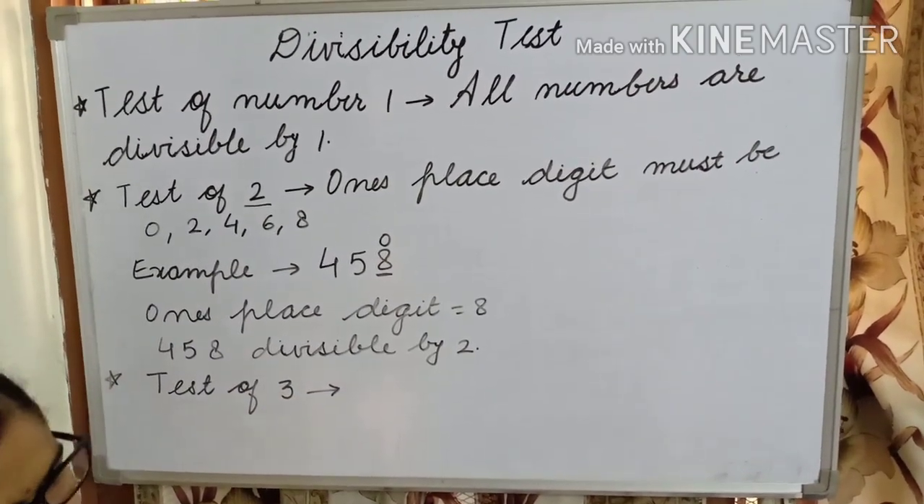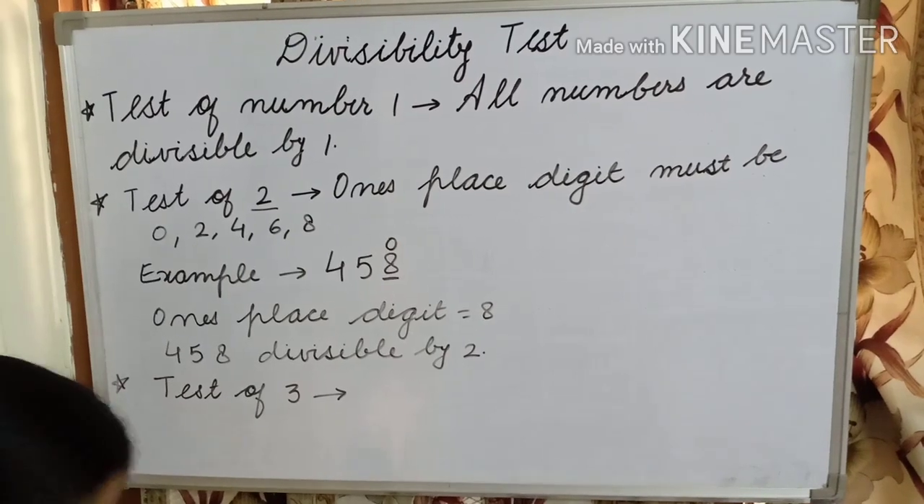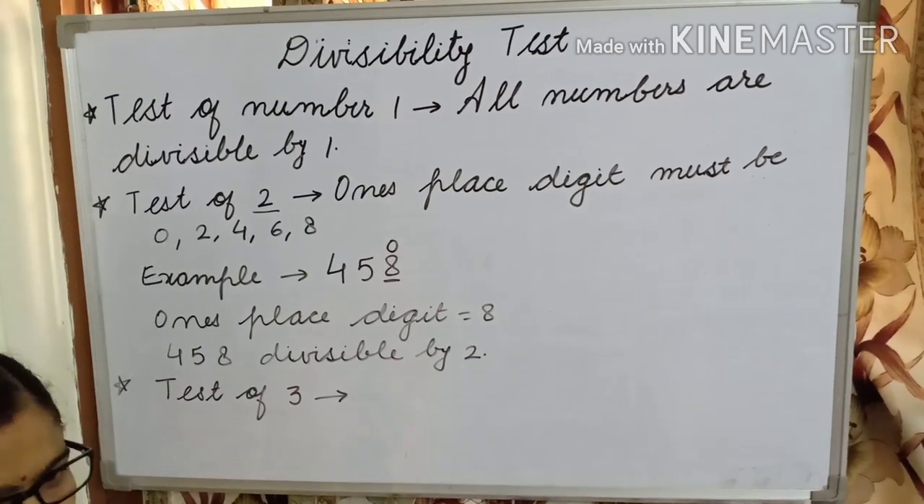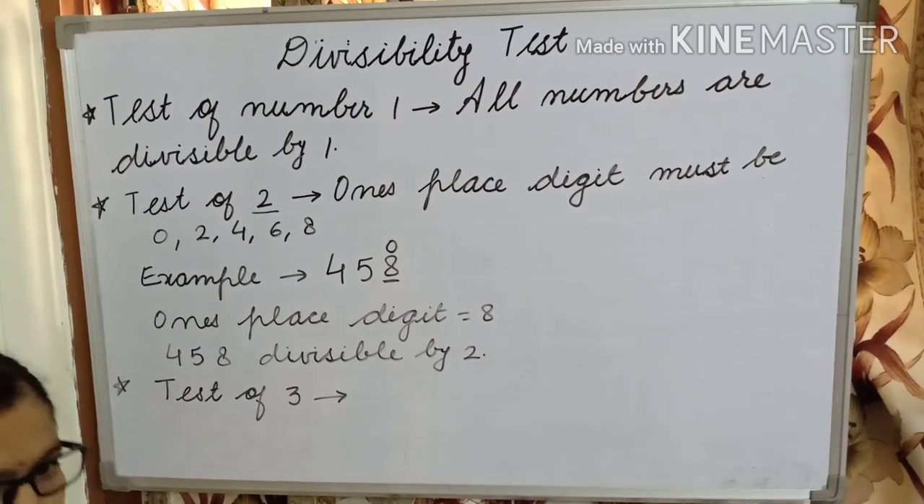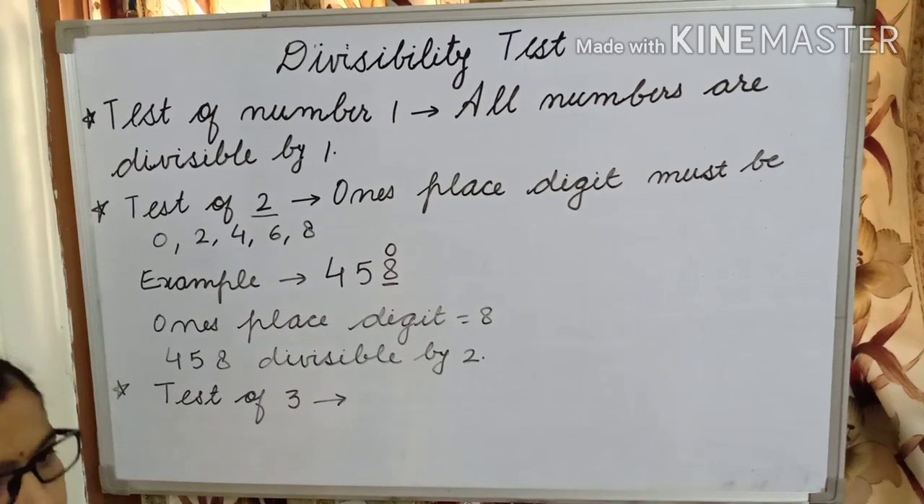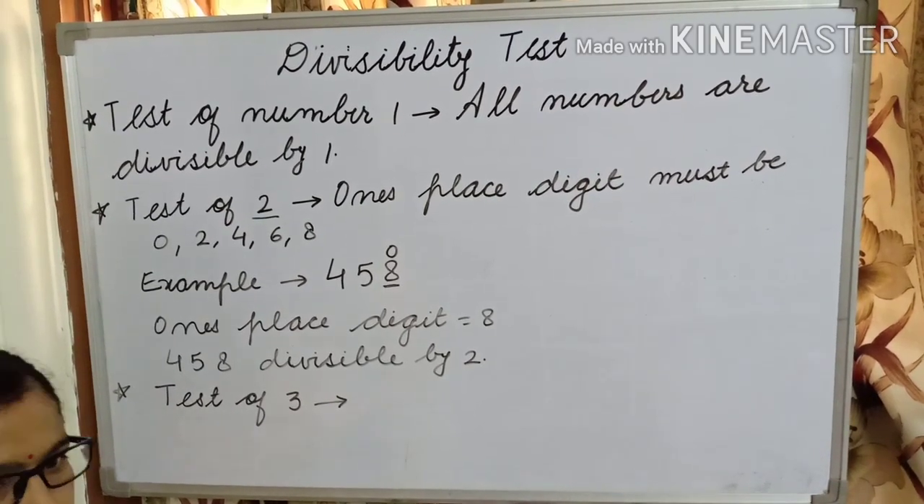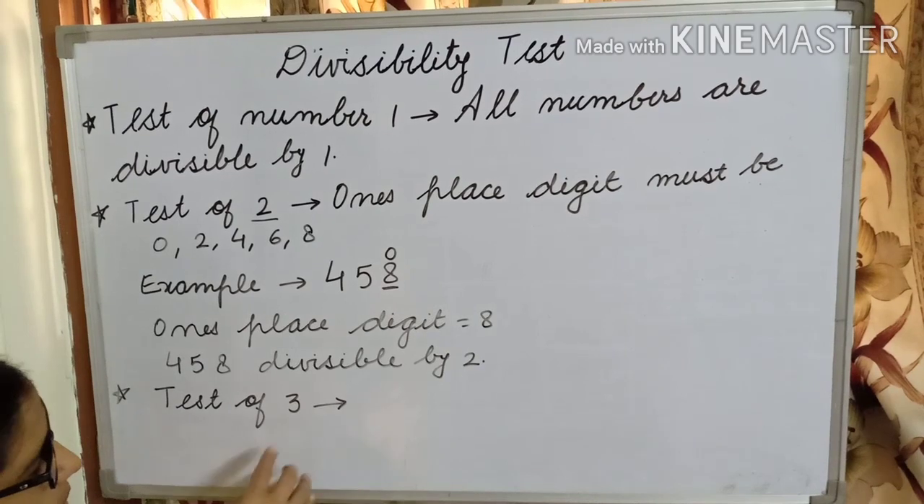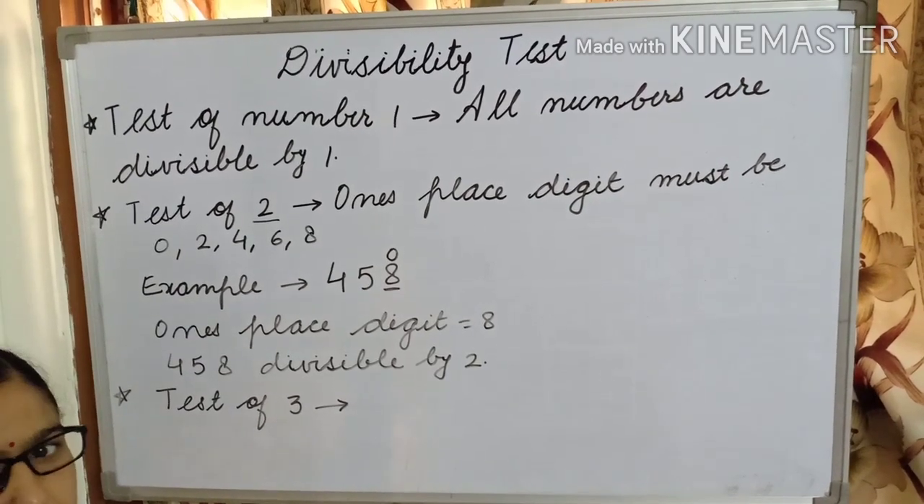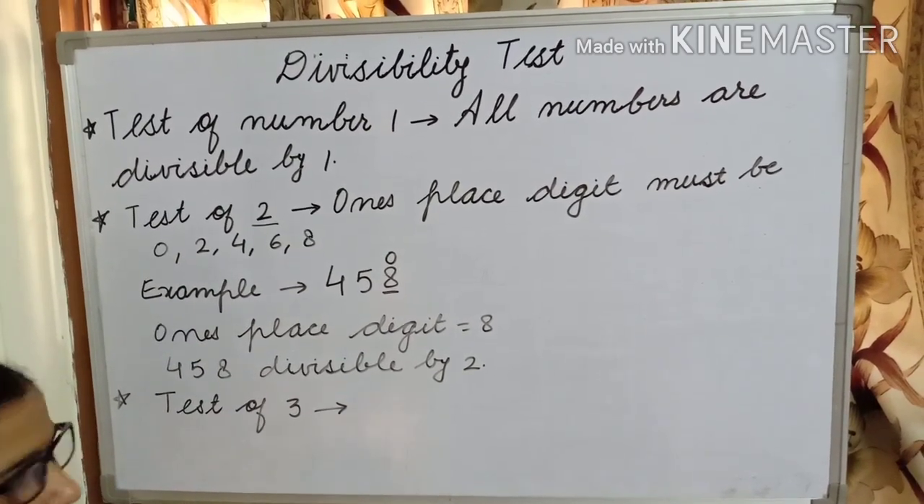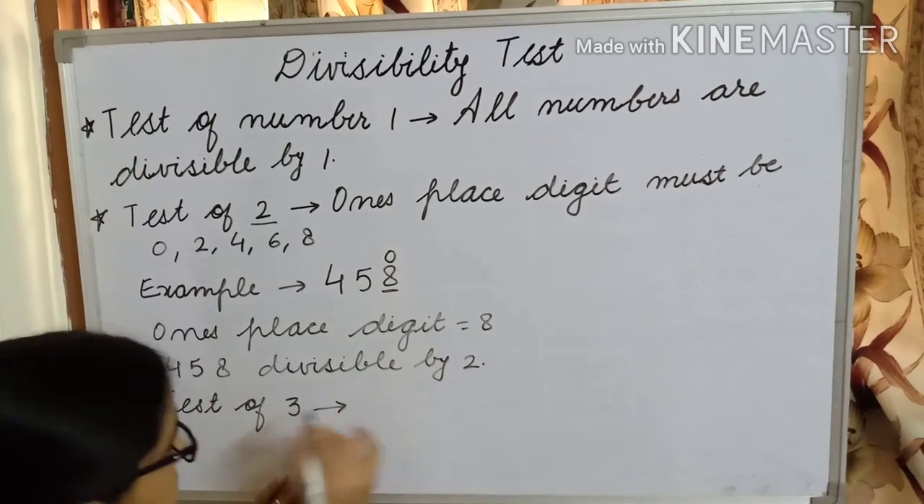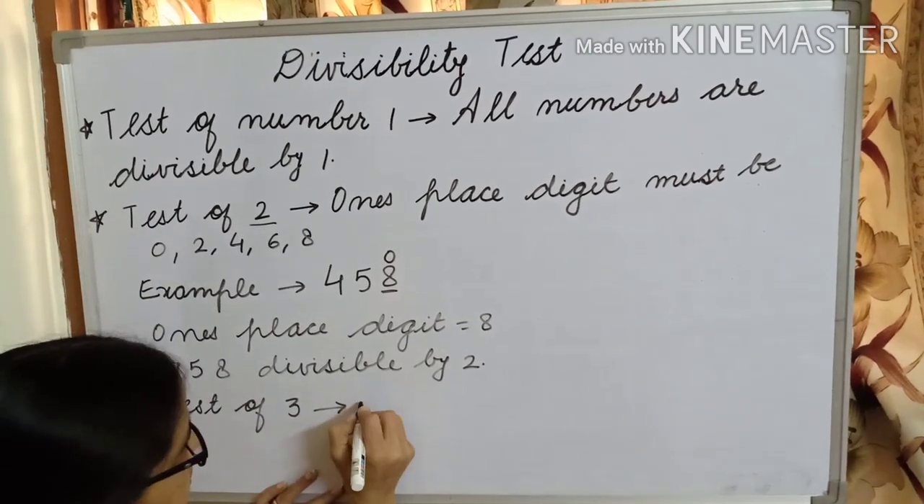Now we will check the divisibility test of 3. For test of 3, what you have to do? You have to add all the digits in the given number. If that sum is divisible by 3, then the given number will be divisible by 3. You will see what you have to do.